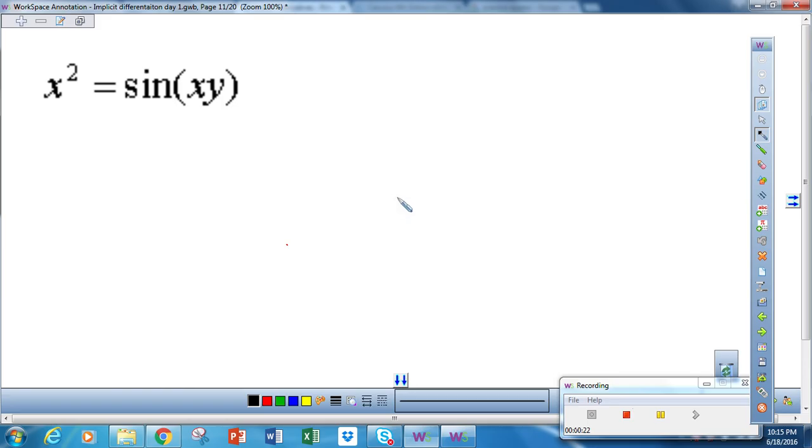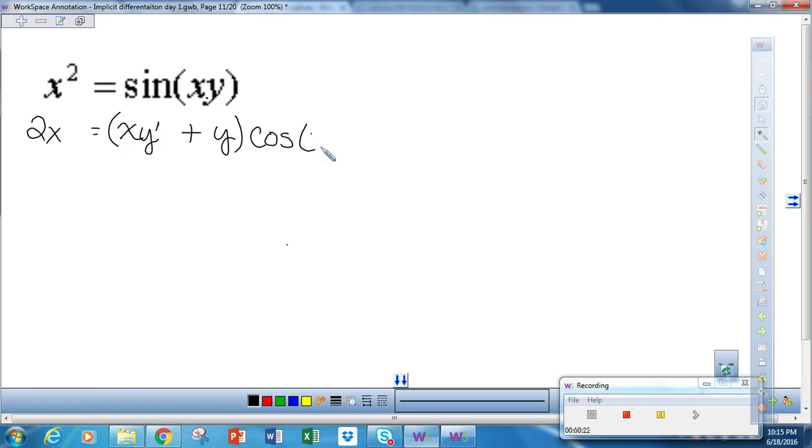Okay? Once again, we're going to have to use product rule and chain rule here. First part of this is pretty easy. That's just 2x. But this part is a little bit more tricky because I have to use the chain rule. So I have to take the derivative of xy. To take the derivative of xy, I have to use product rule. So I keep x the same, take the derivative of y, which is y prime, plus I keep y the same, the derivative of x is 1, parenthesis, and then the derivative of sine xy is cosine xy.